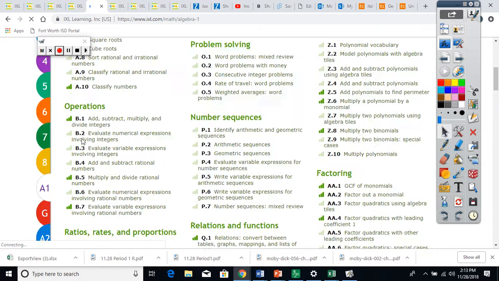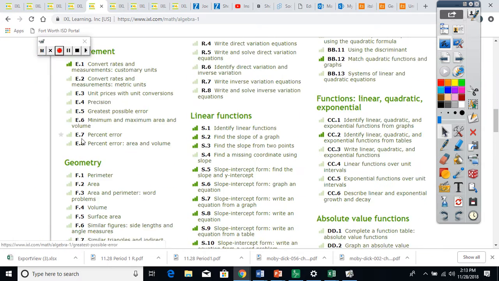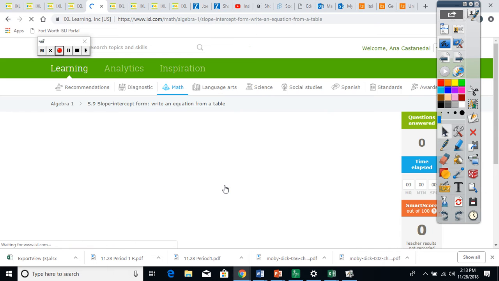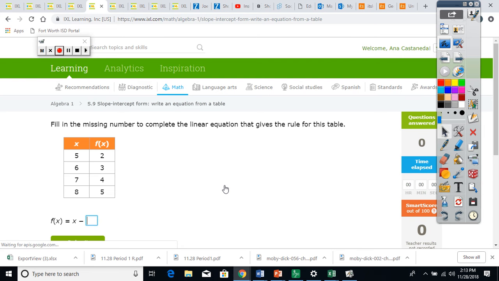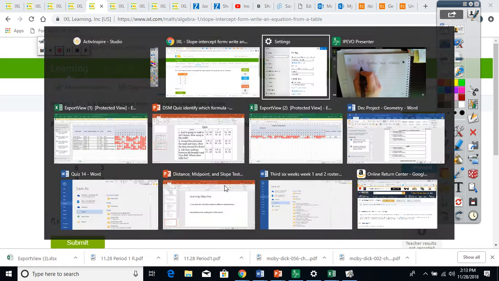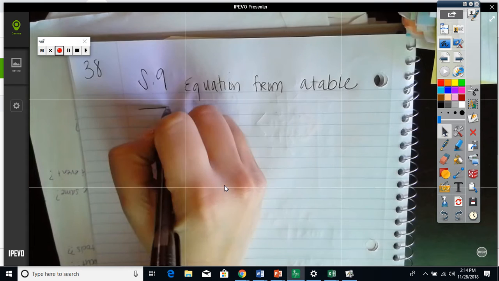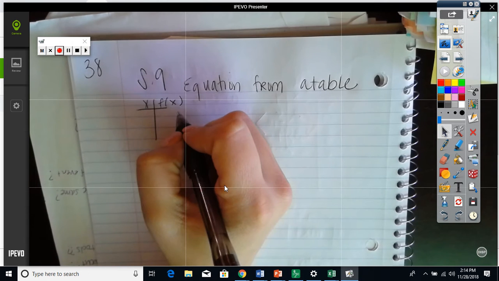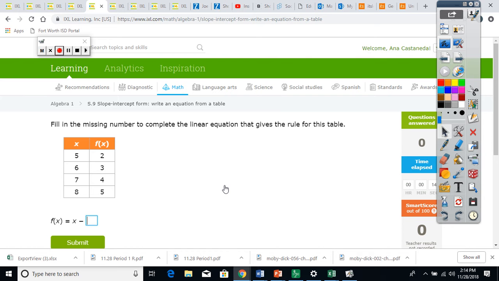Algebra, S.9. So what they're going to give you is a table. So you only need 2 points to write this equation. So I'm going to go ahead and write on my paper the first 2 points. X, f of x, and they were 5, 2, 6, 3.